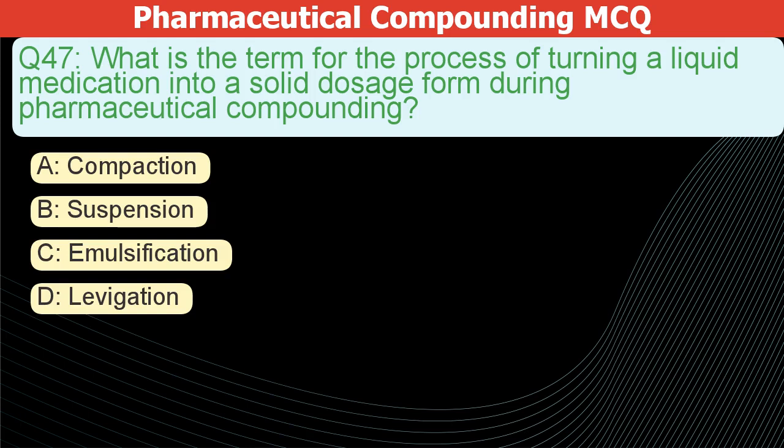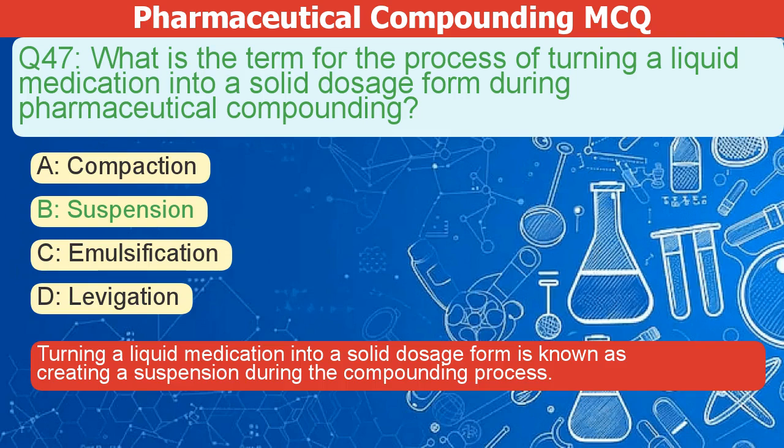What is the term for turning liquid medicine into a solid dose during compounding? A. Compaction. B. Suspension. C. Emulsification. D. Leviation. The correct answer is B. Turning a liquid medication into a solid dosage form is known as creating a suspension during the compounding process.